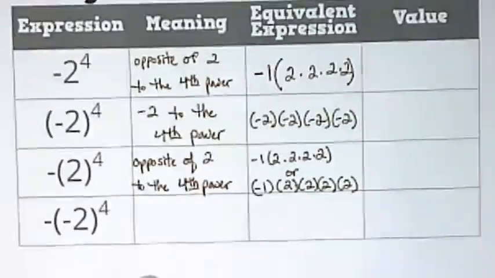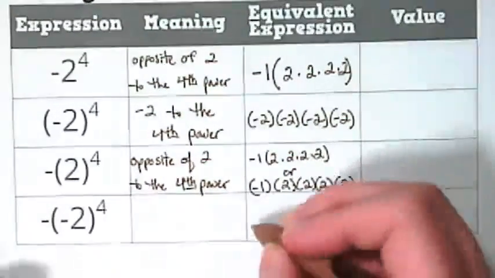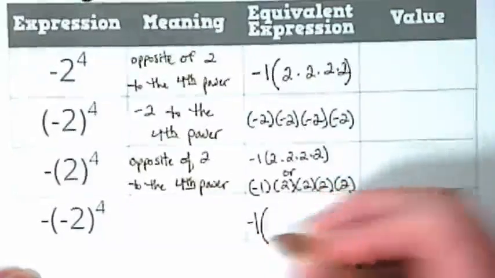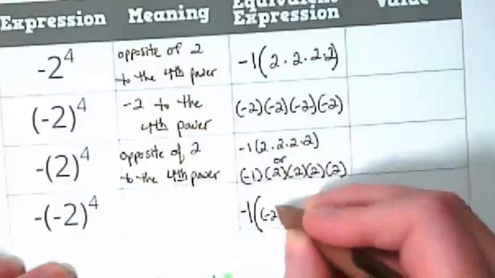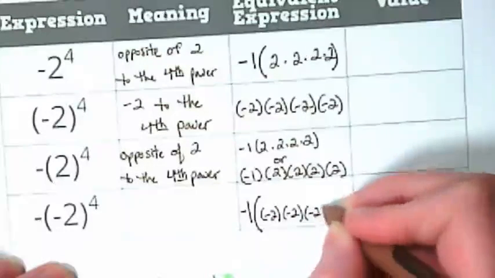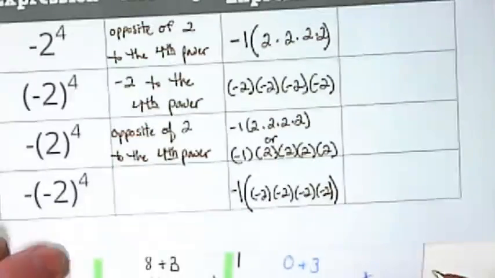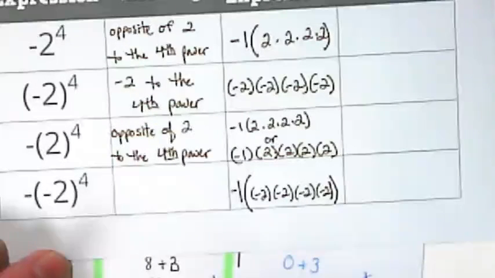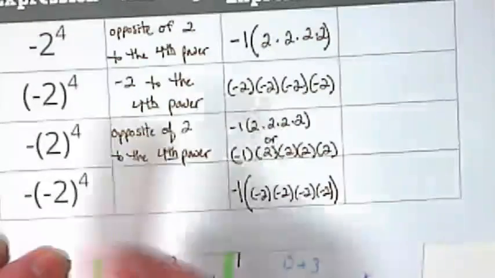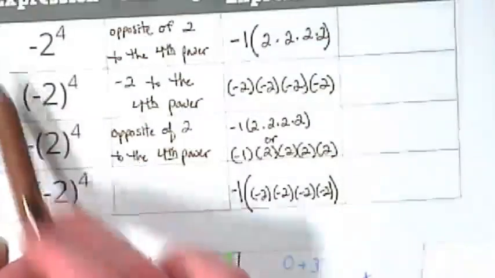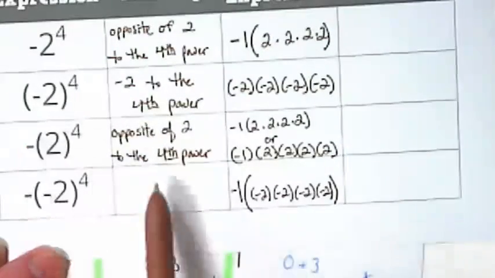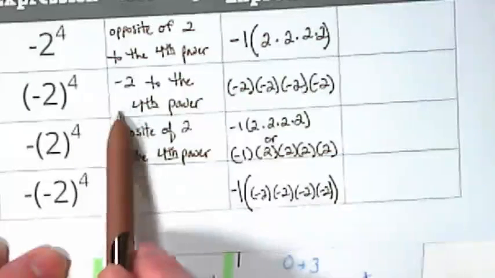Really great clarification. All right, this last one is going to be a negative 1 outside a big parentheses, and inside of it, I get another double parentheses. Now, as we just noted in our conversation right before this example, this first one and this third one are basically the same thing. This one is the opposite of this one.